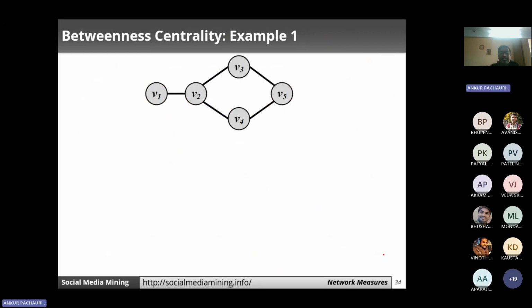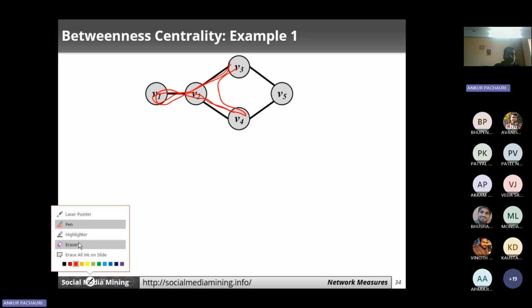The reason being, if this is my pendant vertex, then obviously all the paths from the rest of the graph should not be passing through V1. It should not be the case that most of those paths go through it. It can be ignored. Why am I extending my path? The shortest path would be this. This wouldn't be the shortest path then. And whenever I'm talking about the path, by default, it means shortest path.